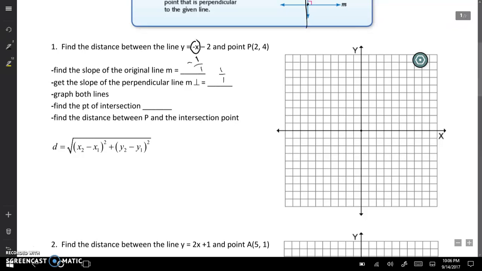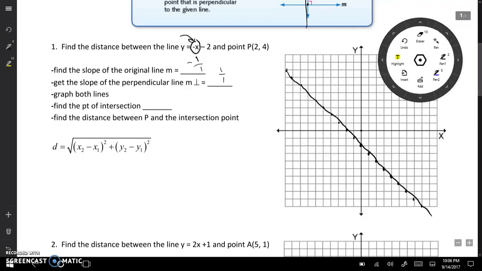Okay, so what we need to do then is graph the original line. So start at negative 2, and go down 1 over 1, down over, down over, and back the other way. So that's our original line.